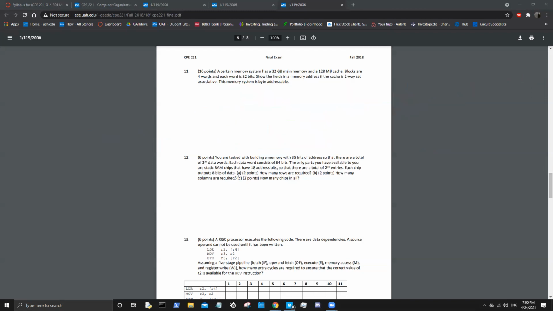We've done this one, and this one has very similar rules. Your task is building memory with 35 bits of address, so there are 2 to 35 data words. Each word consists of so many bits. Parts you have available are 18 address bits, so you have a total of 2 to the 18 entries. Each chip outputs 8 bits of data. How many rows required? How many columns required? How many chips required? So after we do the pipelining, I can jump back to this one and very quickly do that if we need to. But let me clear the drawings here.